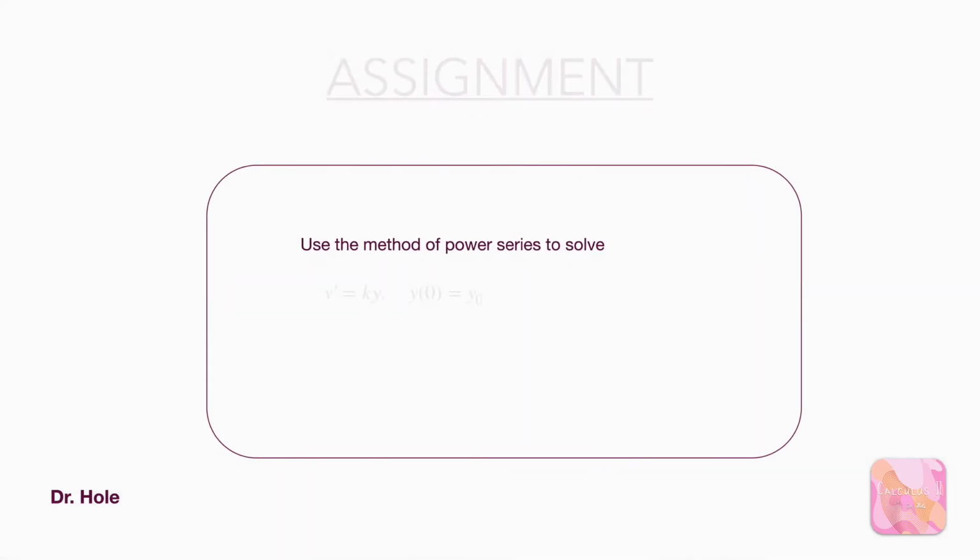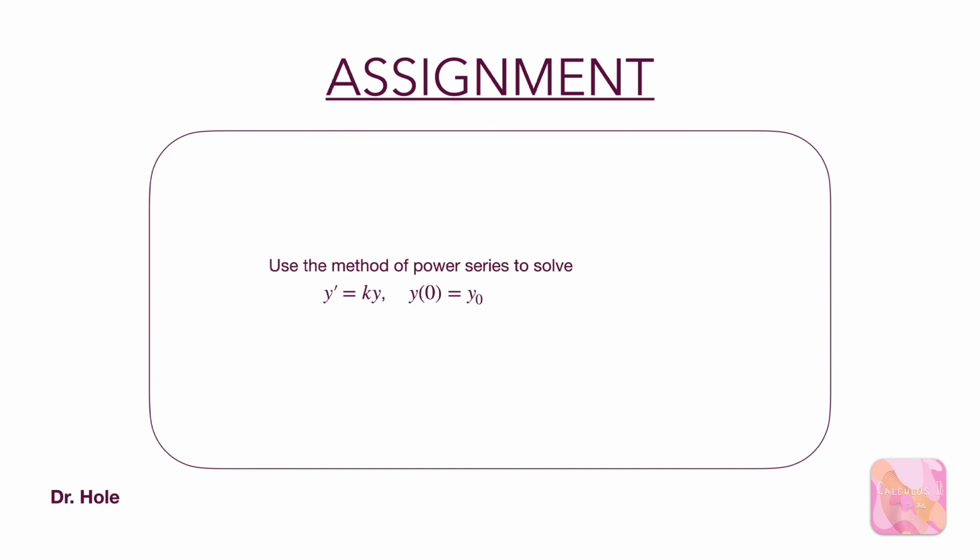Excellent. Here is one for you to play with. Use this power series method to solve the initial value problem. y prime is k times the unknown, subject to the initial condition that y at 0 is some value. Hint, you'll use again a Maclaurin series. Have fun.